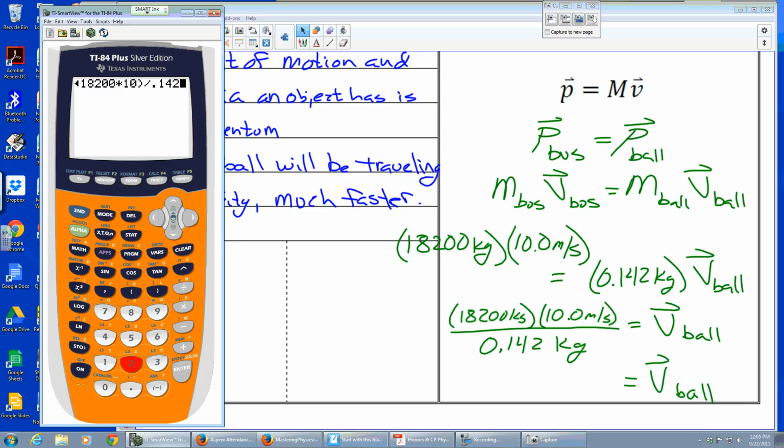Now, I'm hoping for a number much bigger than 10, right? That's what I said in my why. Maybe yours said less, so you'd be hoping for a number less, and I get a number much bigger than 10. So I get 1, 2, 8, 1, 6, 9, 0 meters per second.